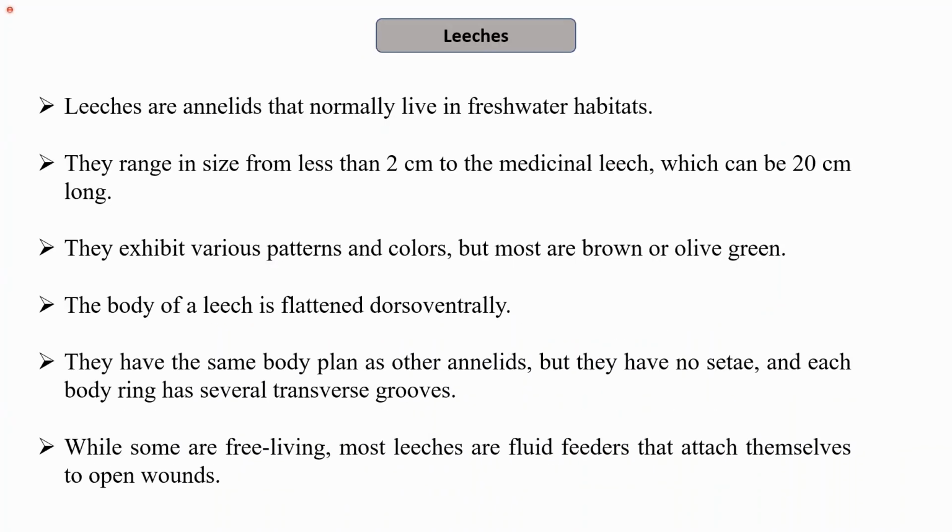The next class is the leeches. Leeches are annelids that normally live in freshwater habitats. They range in size from less than 2 centimeters to the medicinal leech, which can be 20 centimeters long. They exhibit various patterns and colors, but most of them are brown or olive green. The body of the leech is flattened dorsoventrally.